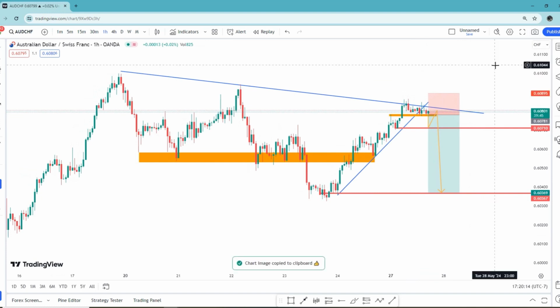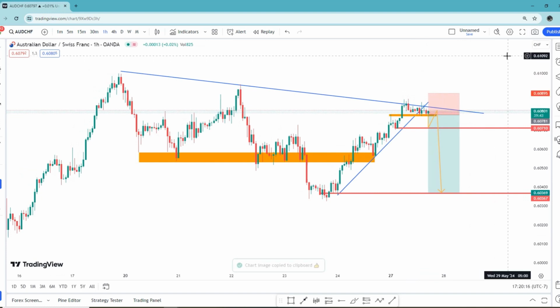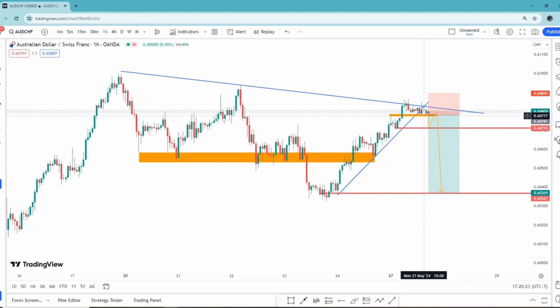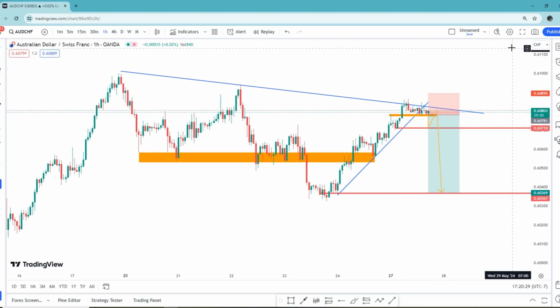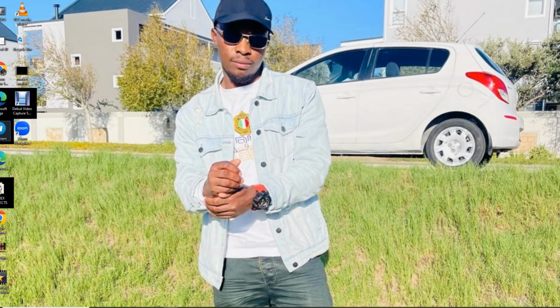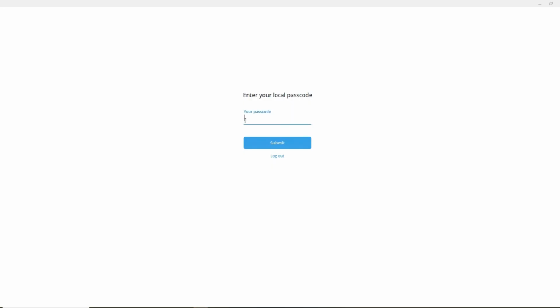So I'm going to send this into my free Telegram group. But remember that it's not guaranteed the market will move this way until we see all these confirmations that I said. Don't forget.